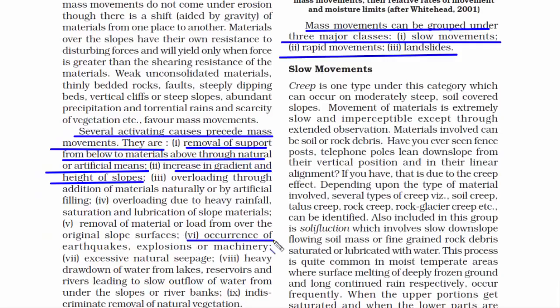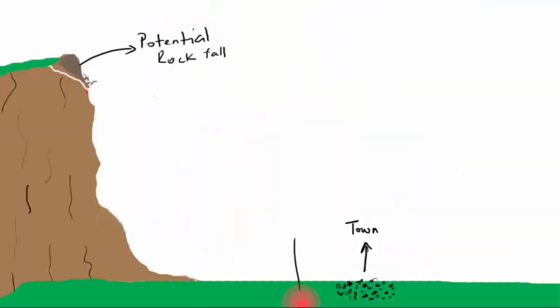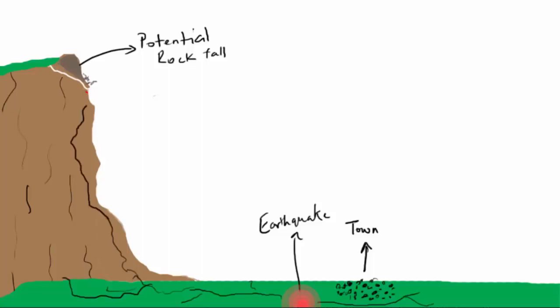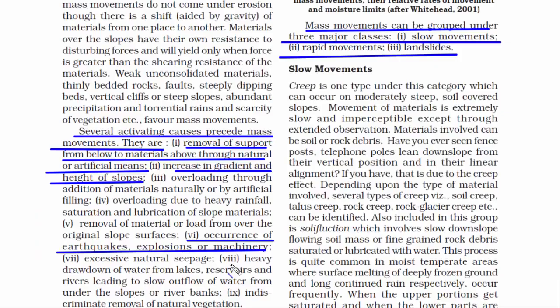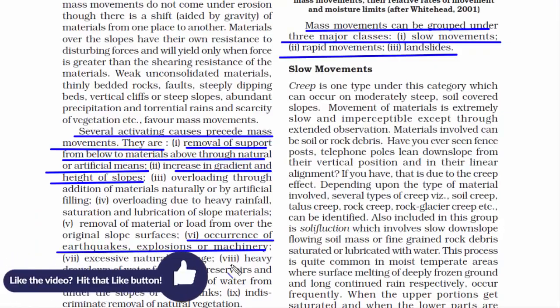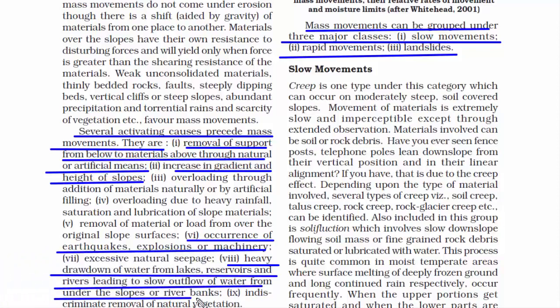The third reason is occurrence of earthquakes, explosions or machinery. Now earthquake is also a reason wherein the shock vibration travels through the earth material, making it unstable. Explosion and machinery are artificial ways of inducing that vibration. The fourth reason is indiscriminate removal of natural vegetation. In other words, we can also call it deforestation.